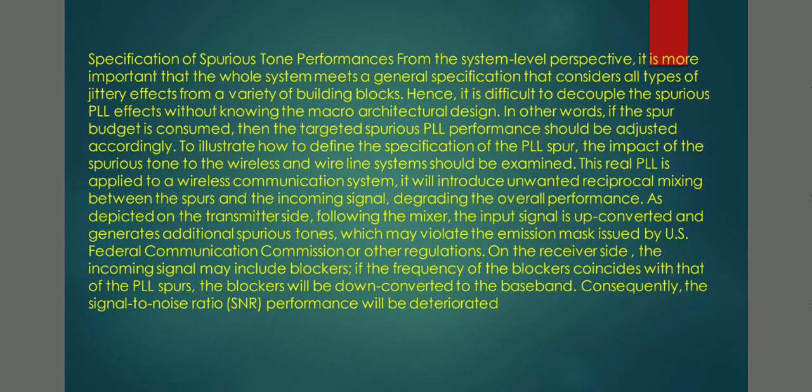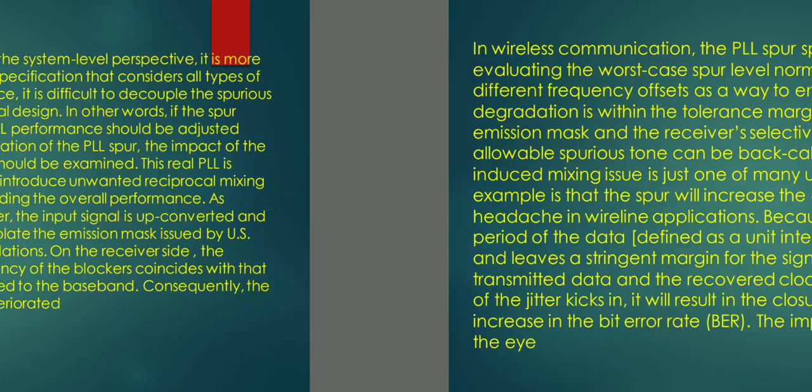As depicted on the transmitter side, following the mixer, the input signal is upconverted and generates an additional spurious tone, which may violate the emission mask issued by the US Federal Communications Commission or other regulations. On the receiver side, the incoming signal may include blockers. If the frequency of the blockers coincides with that of the PLL spurs, the blocker will be downconverted to the baseband. Consequently, the signal to noise ratio performance will be degraded.